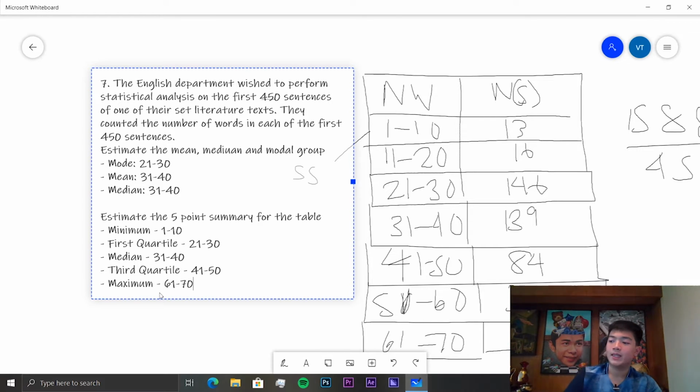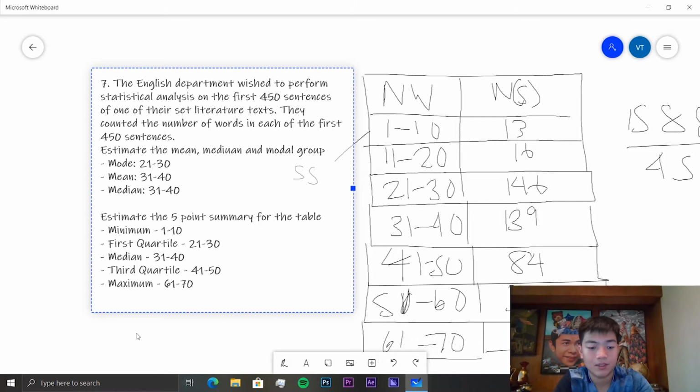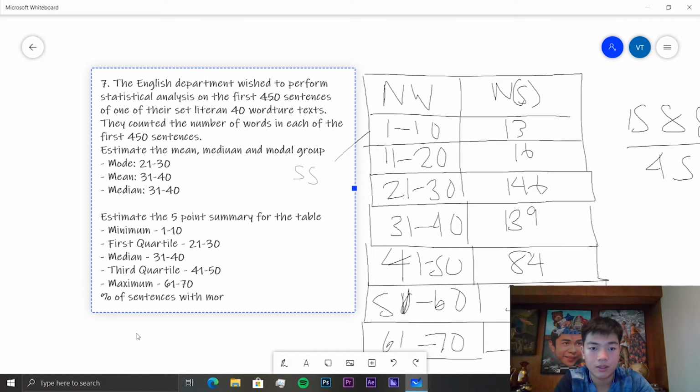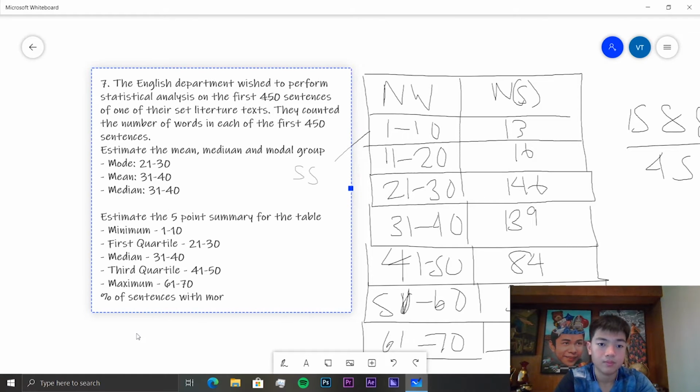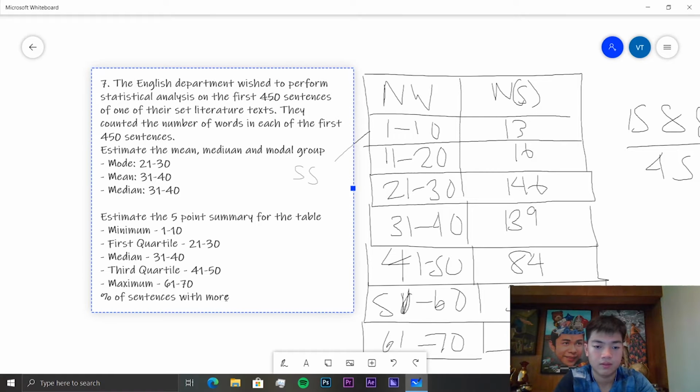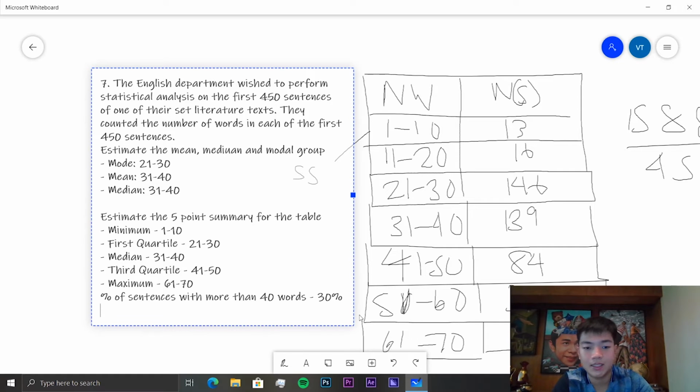So we need to estimate the percentage of sentences with more than 40 words. Well, this would simply be 84 plus 32 plus 20 over the rest. So 84 plus 32 plus 20 is 136, divided by 450, we would end up with around 30% of the sentences having more than 40 words.